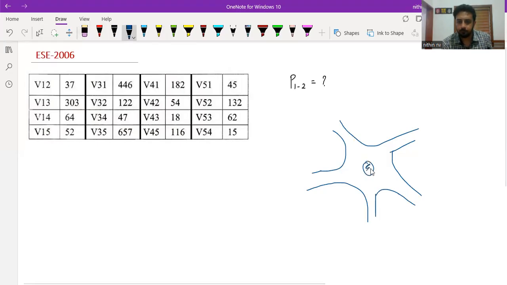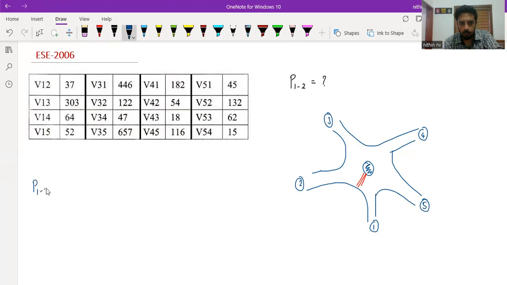Anything random. Okay, let me just call this leg 1. This is leg 2, leg 3, leg 4, and 5. So those who have got enough confidence, just pause the video and solve it. Others, you can listen here. So between 1 and 2, we have to calculate, right? Now, what all things will be coming in the numerator?